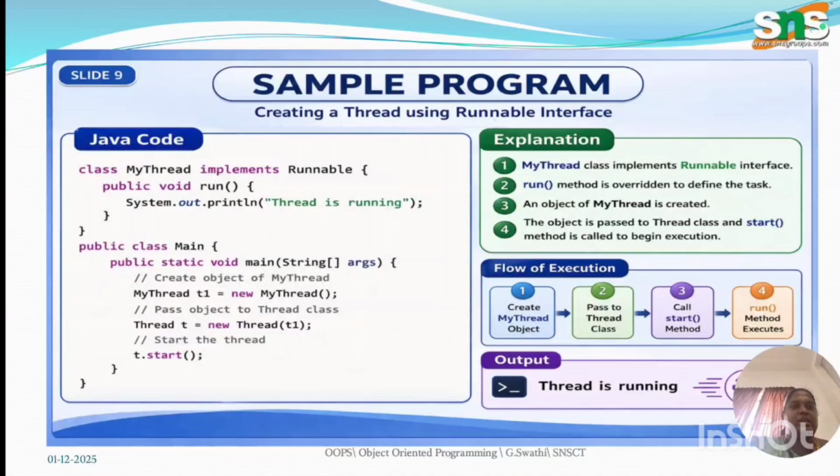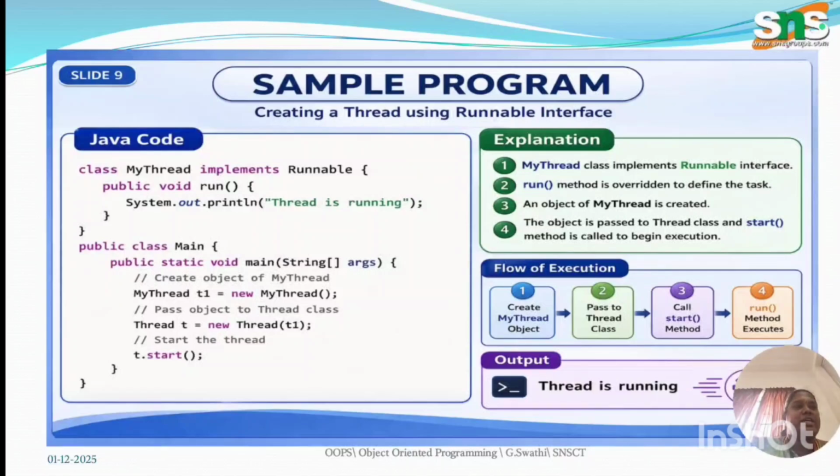Sample program: class MyThread implements Runnable, and the public void run method is used. We have System.out.println, Thread is running. In the main class, public static void main(String[] args), we create an object for the thread: MyThread t1 = new MyThread(); Thread t = new Thread(t1). Now we start it: t.start(). This is the Java code.